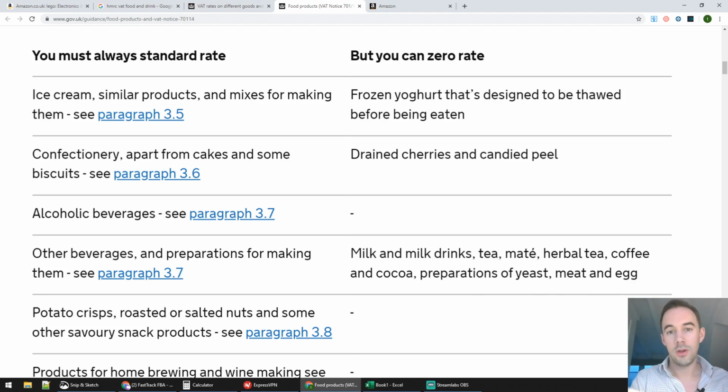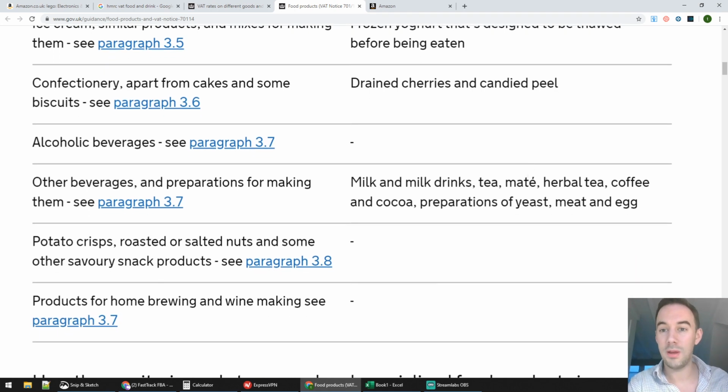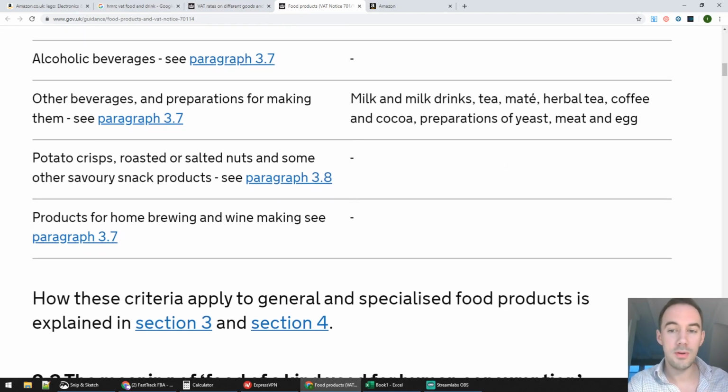So right here, HMRC is saying you can zero rate, i.e. you pay VAT, but you pay nothing. That's an important distinction: it's not that there is no VAT. You're paying VAT, but there's zero VAT to pay. That doesn't mean you're not paying VAT. Now you can do it on frozen yogurt that's designed to be thawed before eating, drained cherries and candied peel. And then here we've got milk, milk drinks, tea, mate, herb tea, coffee, cocoa, preparations of yeast, meat and eggs.